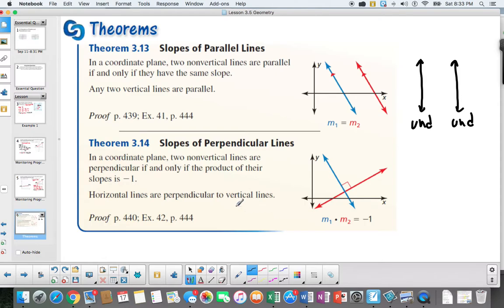When both slopes are undefined, that makes vertical lines parallel. Slopes of perpendicular lines: two lines are perpendicular if and only if the product of their slopes is -1. Some teachers teach that the slopes are opposite reciprocals.